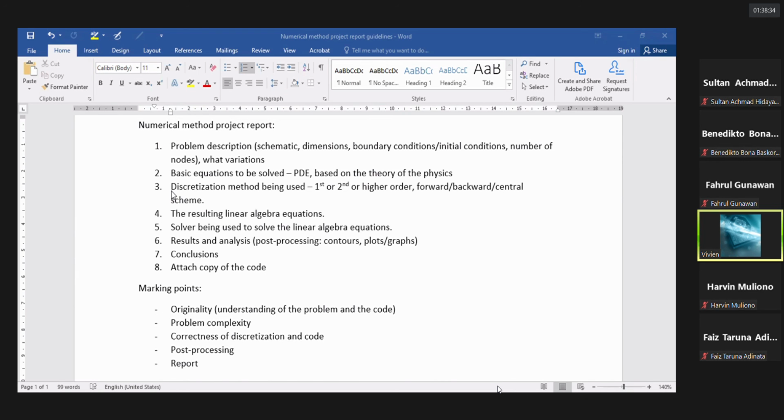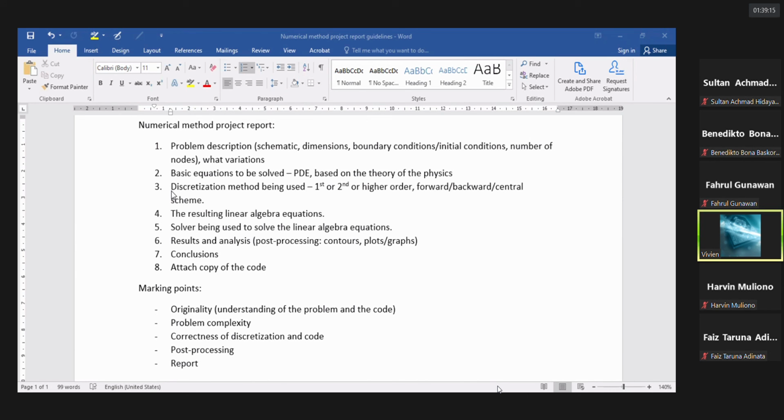So what will be the marking points here? The mark will depend on these five criteria. The first one is the originality, which is the understanding of the problem and the code, and this should be original. And also problem complexity, how complex it is. Of course, if you have a more complex discretization scheme, that will account for higher marking. And then correctness of discretization and the code.